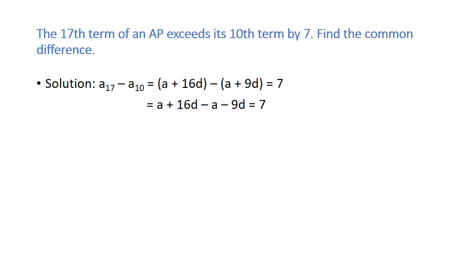When we open the bracket, we get a plus 16d minus a minus 9d is equal to 7. Plus a minus a will get cancelled. 16d minus 9d will give us 7d. 7d is equal to 7. d is equal to 7 by 7, that is equal to 1. You already know plus goes to the other side becomes minus, multiplication goes to the other side becomes division, minus goes to the other side becomes plus, division becomes multiplication. So I'm not going to repeat it in every slide. You have to understand by yourself what is happening.